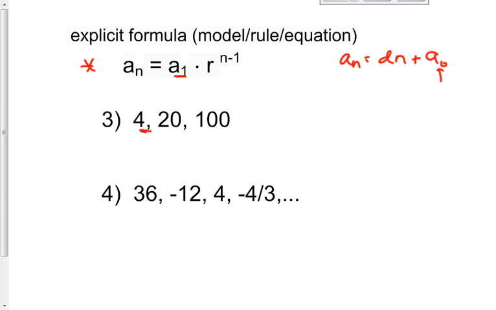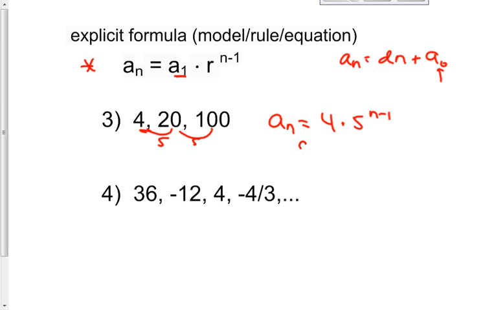That first term, in this first case, will be 4. We're going to use that, and then we have to try to find the ratio. 20 divided by 4, 100 divided by 20. Common ratio is 5 each time. Our explicit formula will be a sub n equals, first term is 4, times common ratio 5, raised to the n minus 1. Every single time you write an equation, it will say raised to the n minus 1 on it. And then you could go ahead and find any other obscure number in your list someplace.